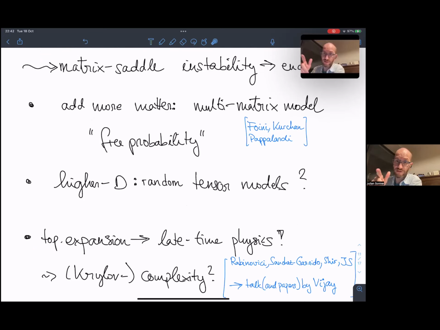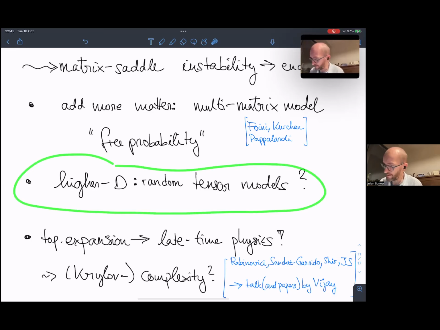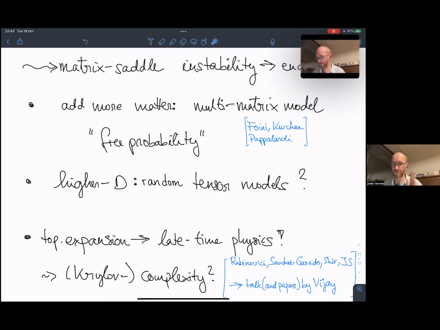And the OPE coefficients, of course, are not matrices, but random tensors. So you would write something very similar, but not a multi-matrix model, but a model that has random matrices and random tensors, and that incorporates these crossing constraints of the CFT in an analogous way.